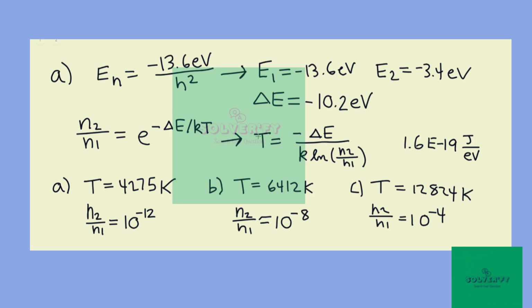Okay, so let's discuss these results. Clearly, as the occupancy ratio increases, temperature also increases. So we can say that for very hot stellar atmospheres with much higher temperatures, there are many more atoms in the first excited state above the ground state.